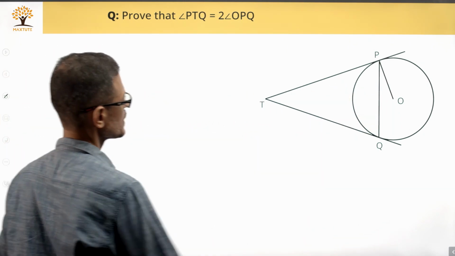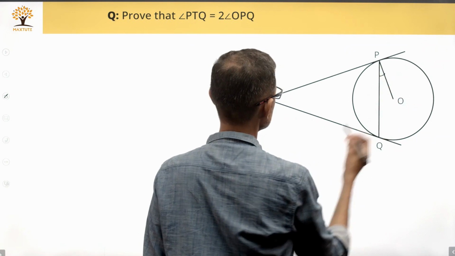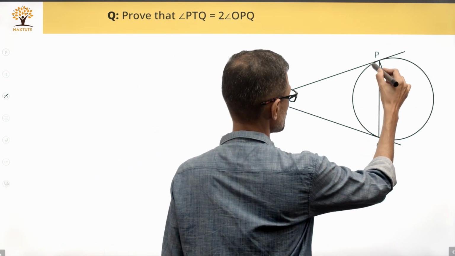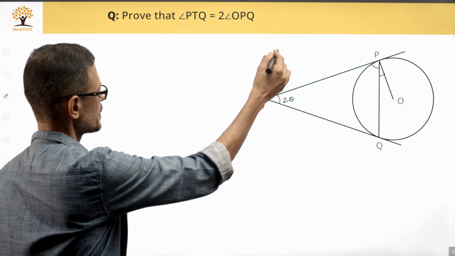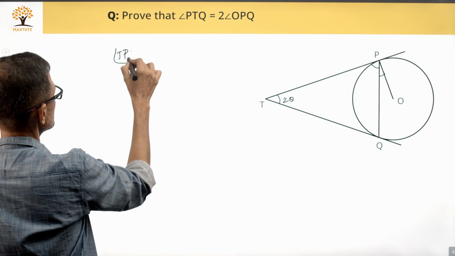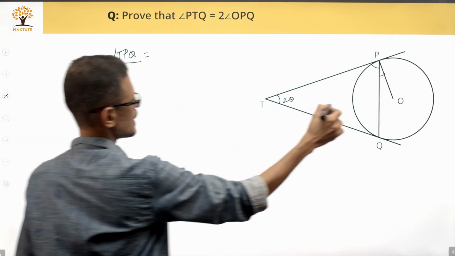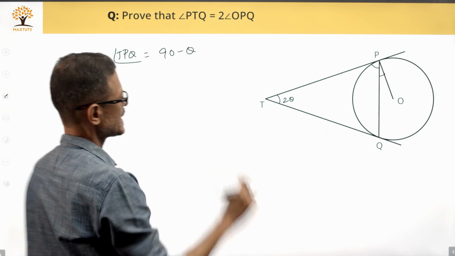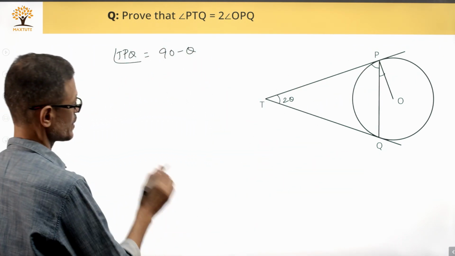What do we have to find out? We need to find out this angle. What do we know? This is 2 theta. And we also know this component, this angle TPQ. Angle TPQ is equal to 90 minus theta. I am not writing it there because I don't want to add any more confusion, right?